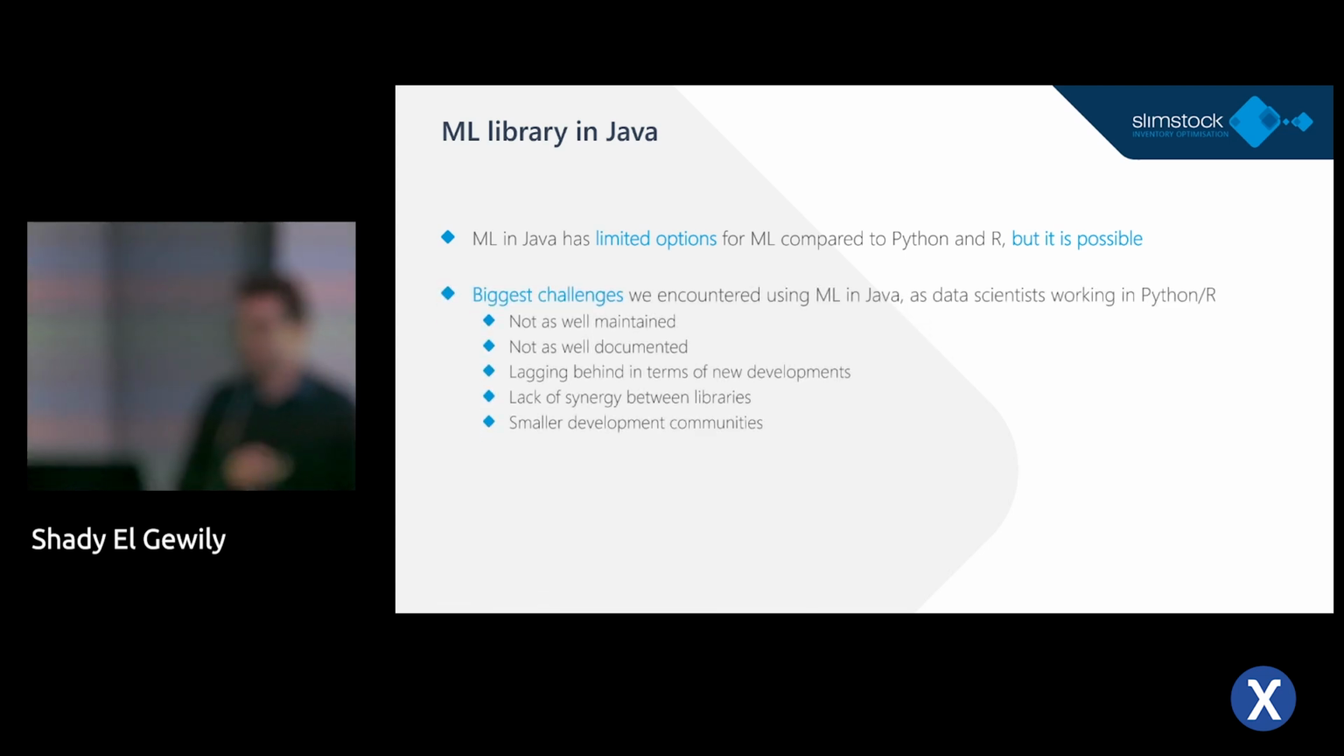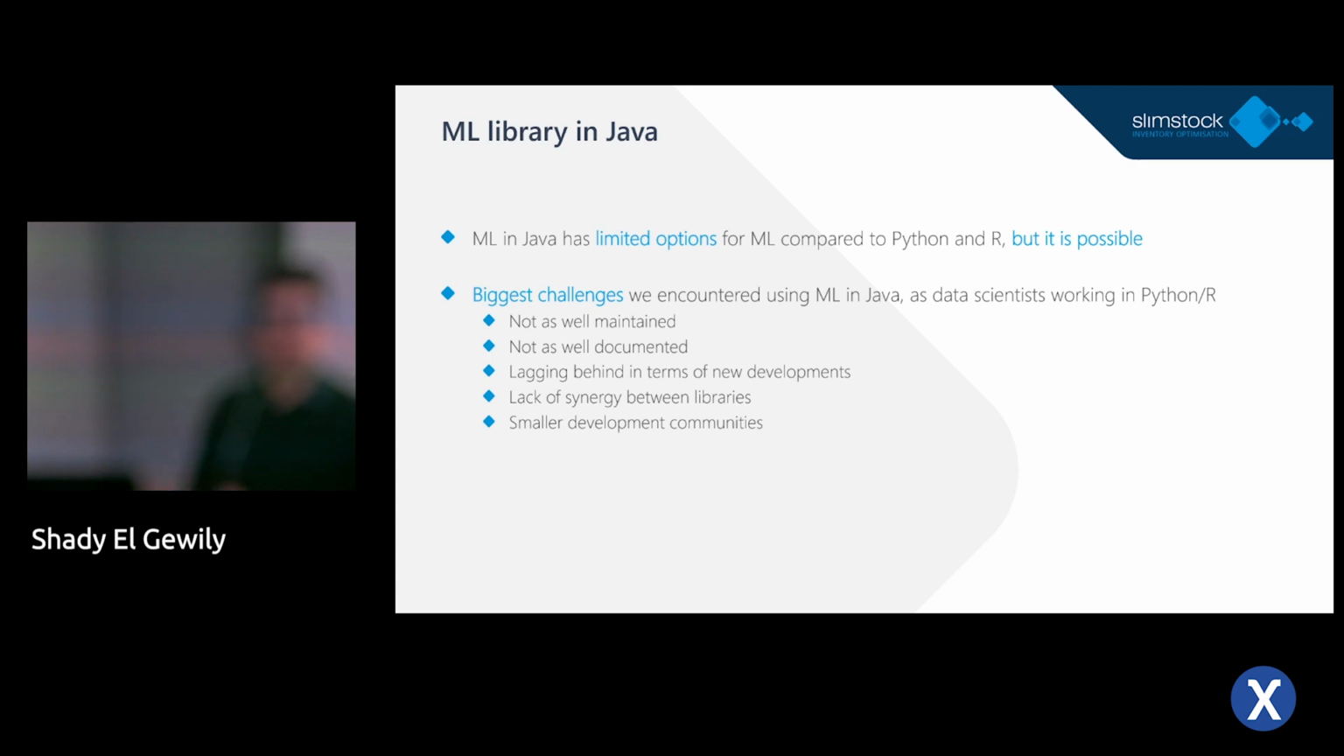The biggest challenges we faced, as data scientists coming from a Python or R background, is that it's not as well maintained or documented as all the libraries that are out there. It's not very easy to find out how it works, how it's supposed to work. It's lagging behind in new developments. We are using XGBoost, for instance, and the Java API for that is maybe 1 year behind the Python API. So all the new functionalities are not immediately out there.